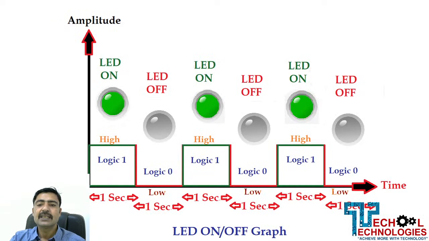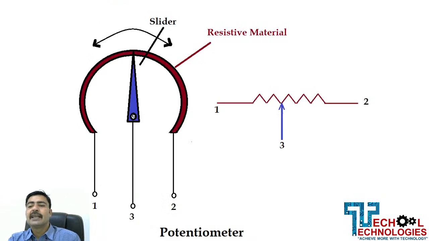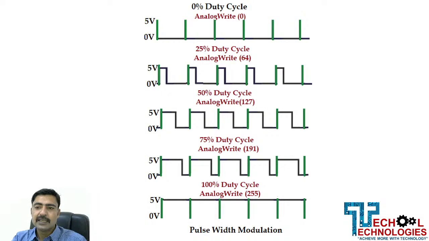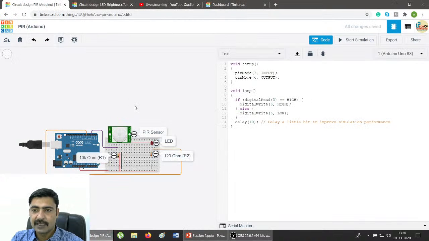Then we have seen LED on, LED off, high and low. These are different switches here. Then we have seen the potentiometer, which is used as a voltage divider, or in a simple way we can say we can choose variable resistance with the help of a potentiometer. This will be discussed in the next lecture. So these are the things we have covered in today's session.